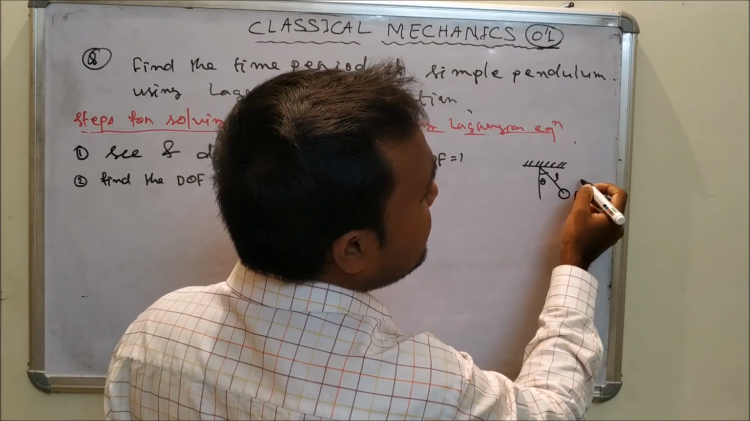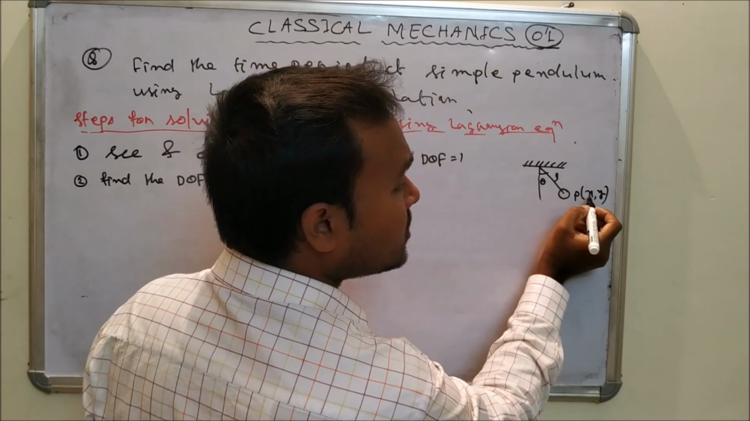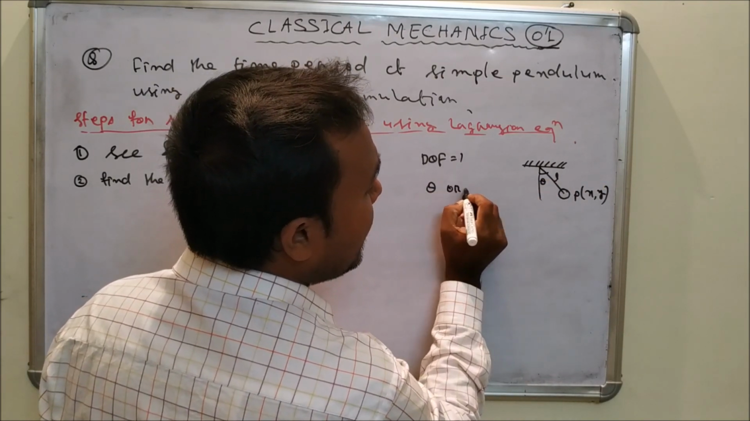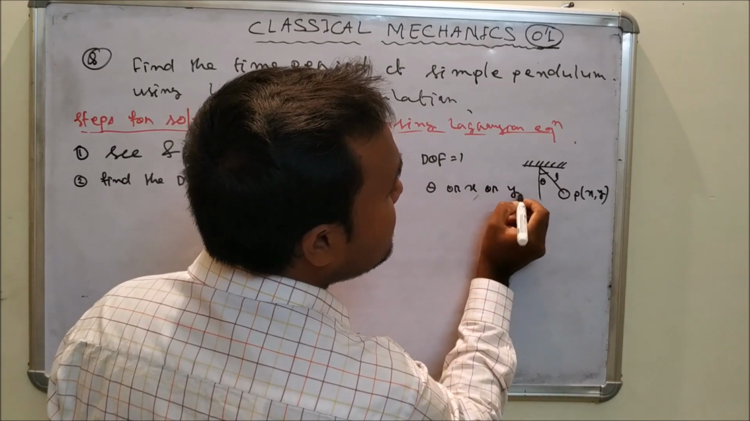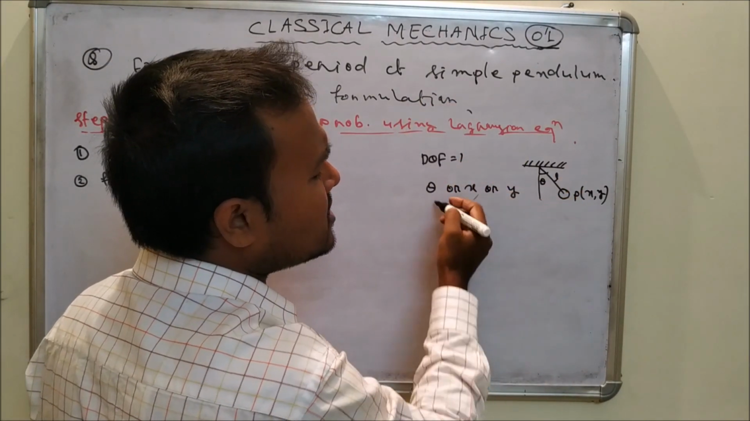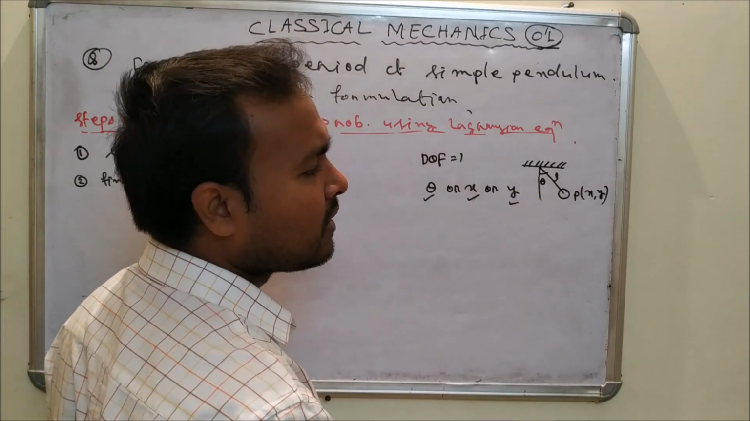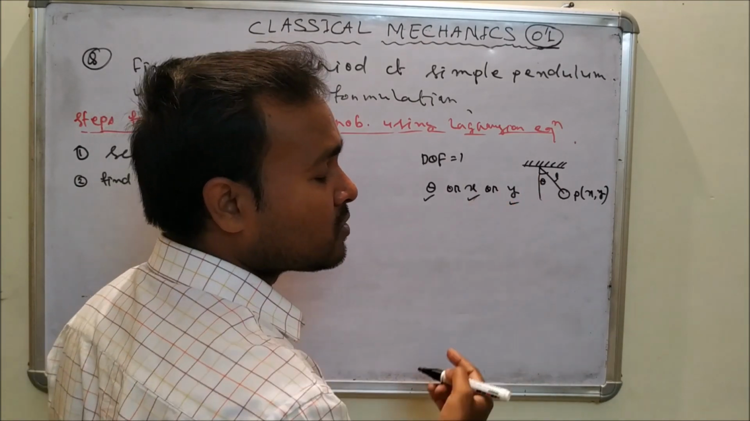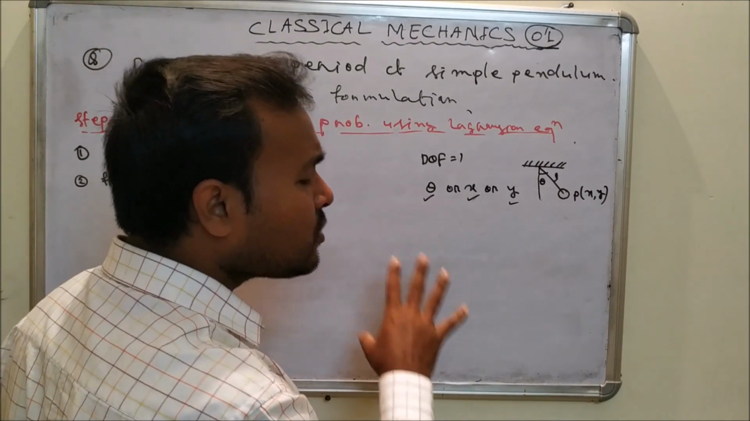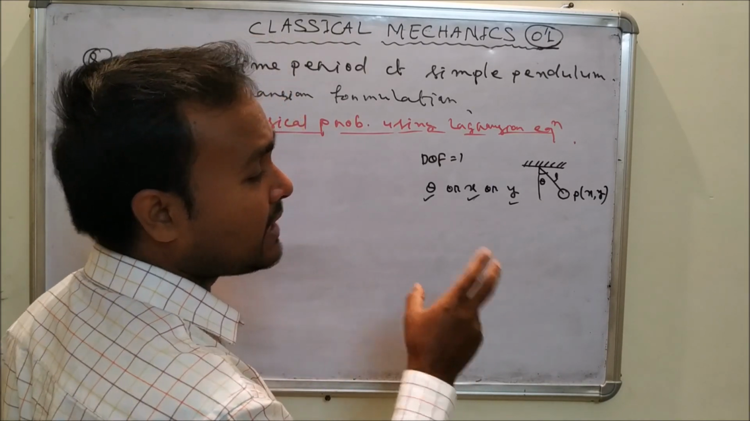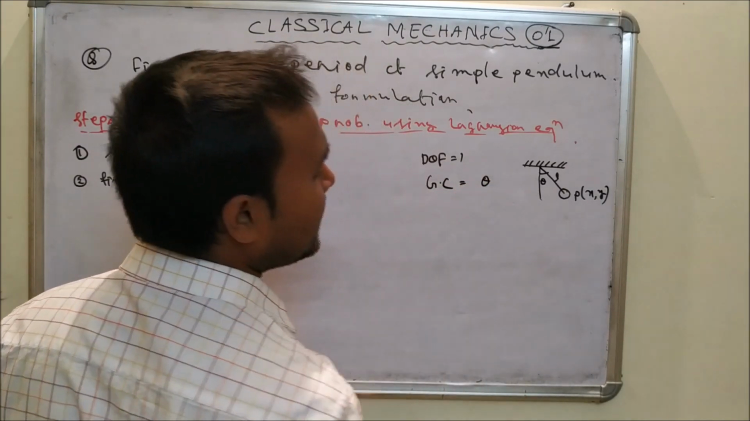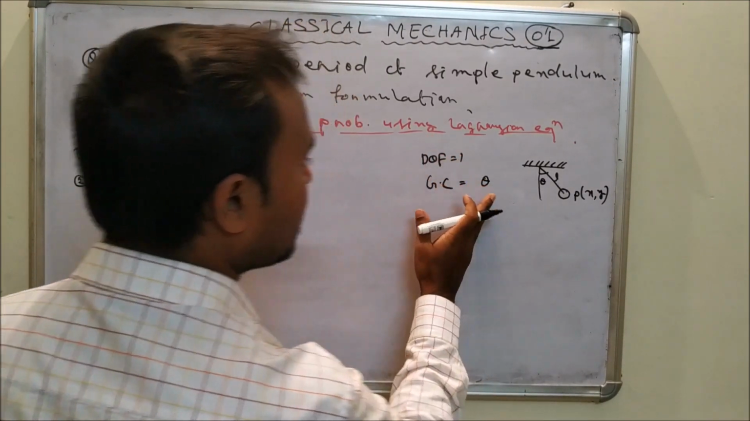The degree of freedom is 1, but what is varying here? When the bob is swinging like this, the angular displacement will change, and the x and y position coordinates will change. That means theta can be the generalized coordinate, or x can be, or y can be. The degree of freedom is 1, but the choice of generalized coordinate is different. Someone can take theta, someone x, someone y. But we will use the generalized coordinate in such a way that the calculation is very easy. So here the generalized coordinate for this case is theta. Let us take theta.